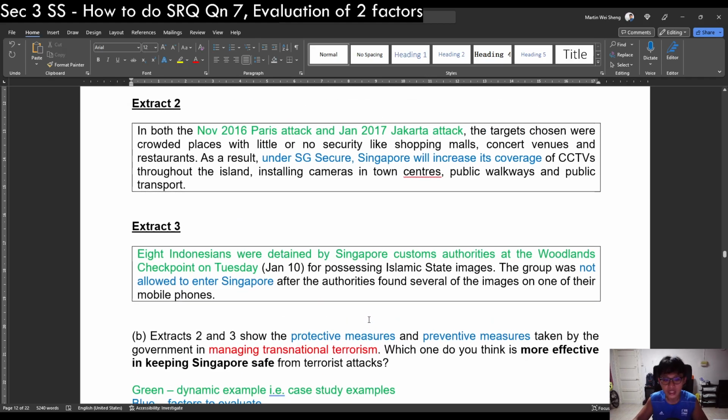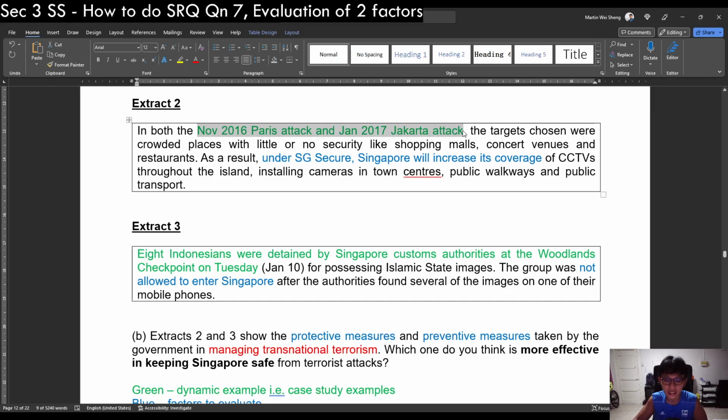Now let us quickly take a look at the extracts over here. Extract 2, extract 3, the extract will always refer to one of the measures. Extract 2 over here would refer to the first factor that's given to you, and extract 3 would refer to the second factor that is given to you. In extract number 2, it says, in both the November 2016 Paris attack and January 2017 Jakarta attack. These words here are in green because these are the dynamic content.